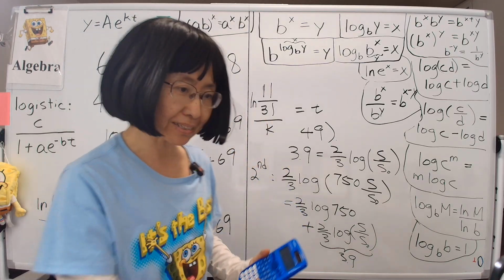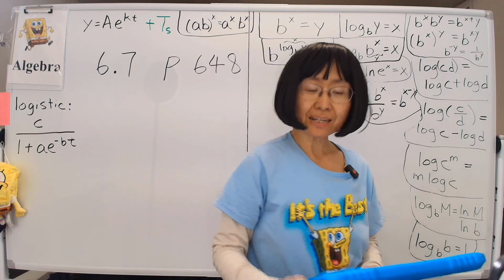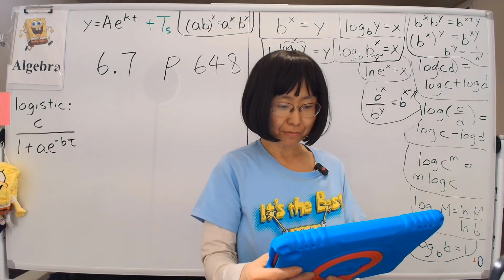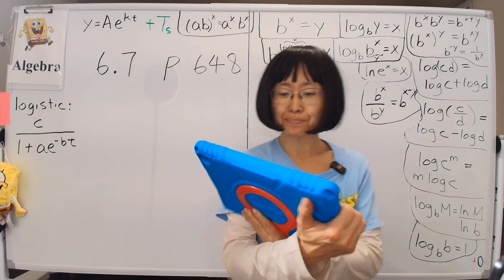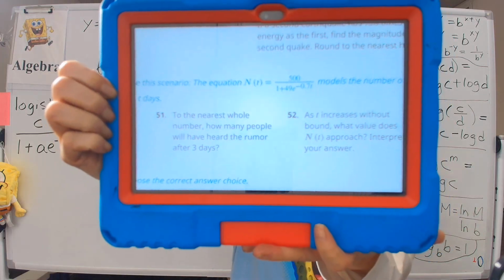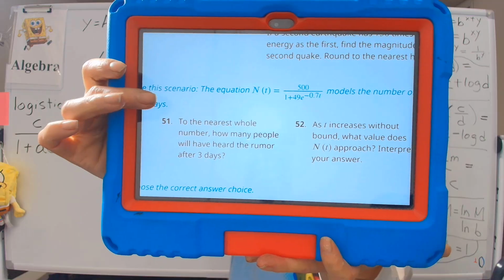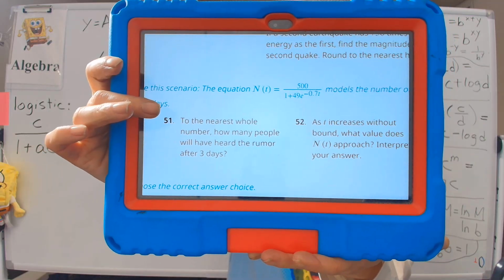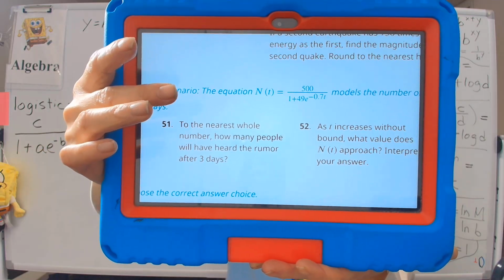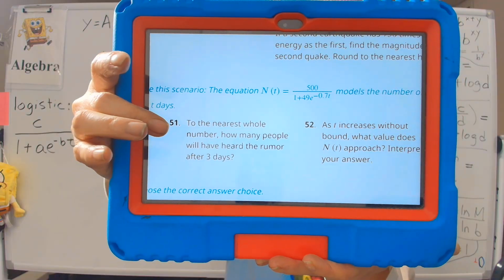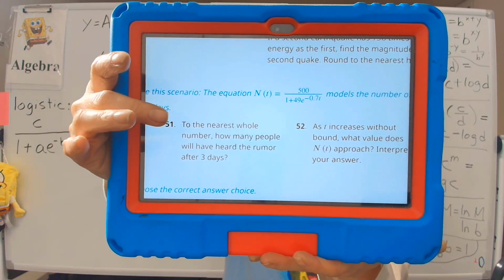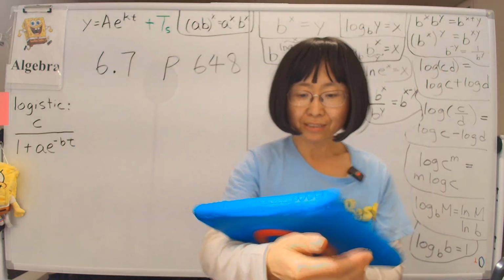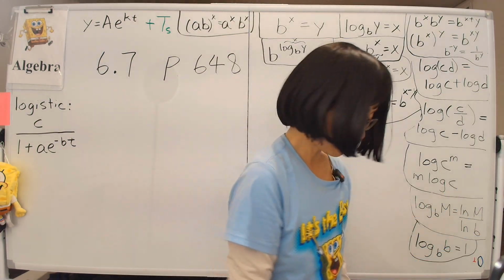All right, so next, let's do problem 51, where there's a specific formula which gives how many people have heard the rumor after a certain amount of time. So how many people have heard the rumor after 3 days? All we have to do is plug 3 into this formula. So please do that, and I will.